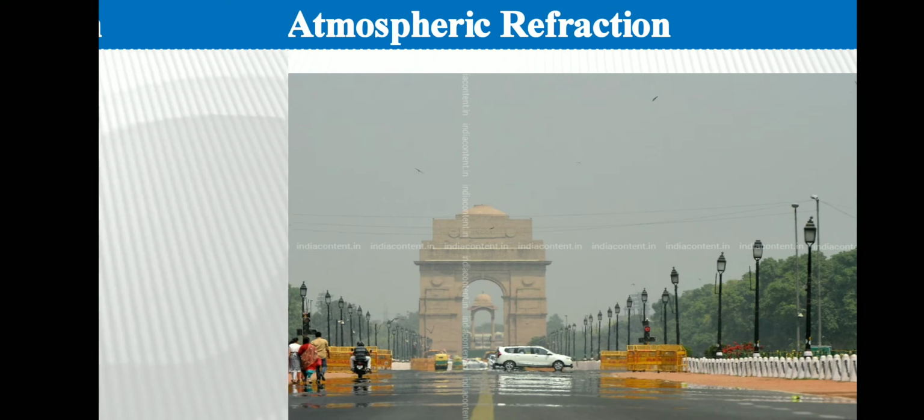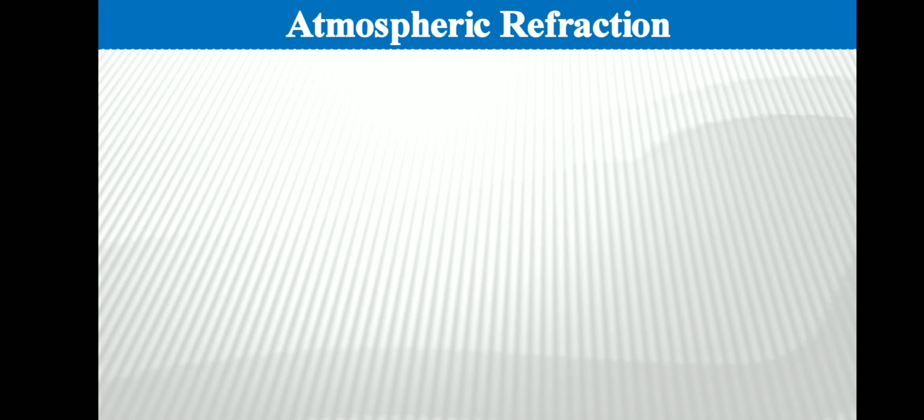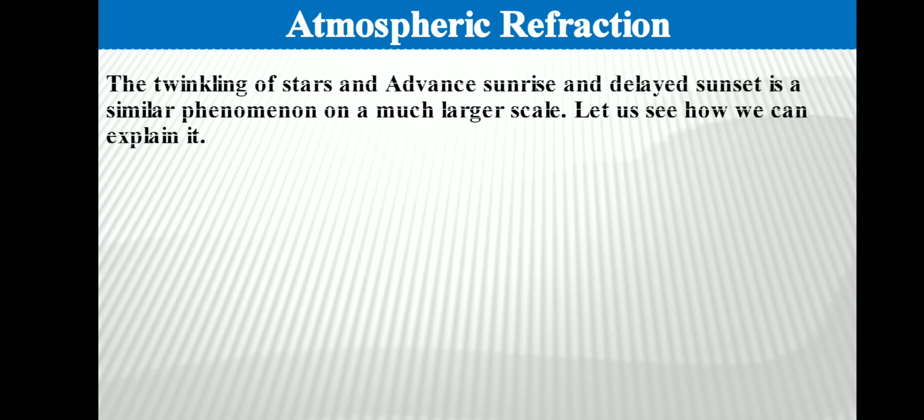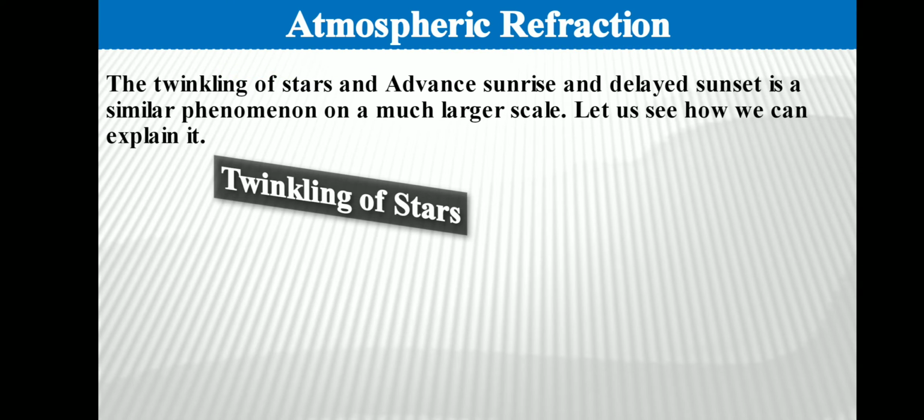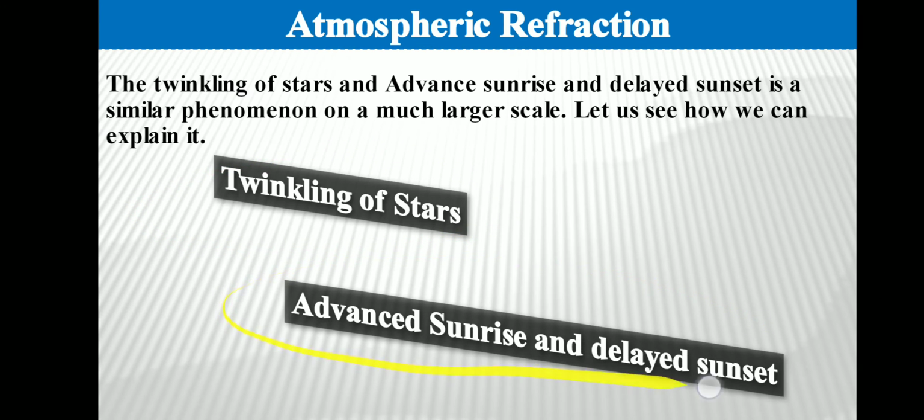Okay, now some common phenomena related to atmospheric refraction: the twinkling of a star, and advanced sunrise and delayed sunset, which is a similar phenomenon on a much larger scale. Let's see how we can explain it. That means there are two topics I have to explain on the basis of atmospheric refraction. First topic, twinkling of stars. And second topic, advanced sunrise and delayed sunset. Okay, so this topic today I am going to explain.